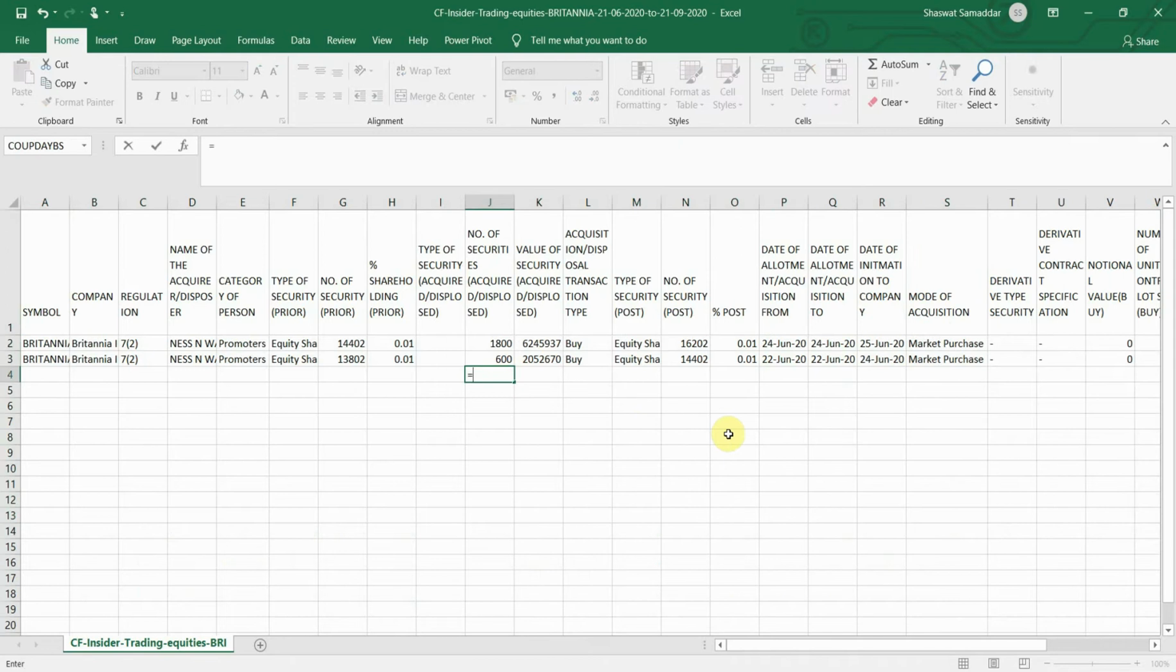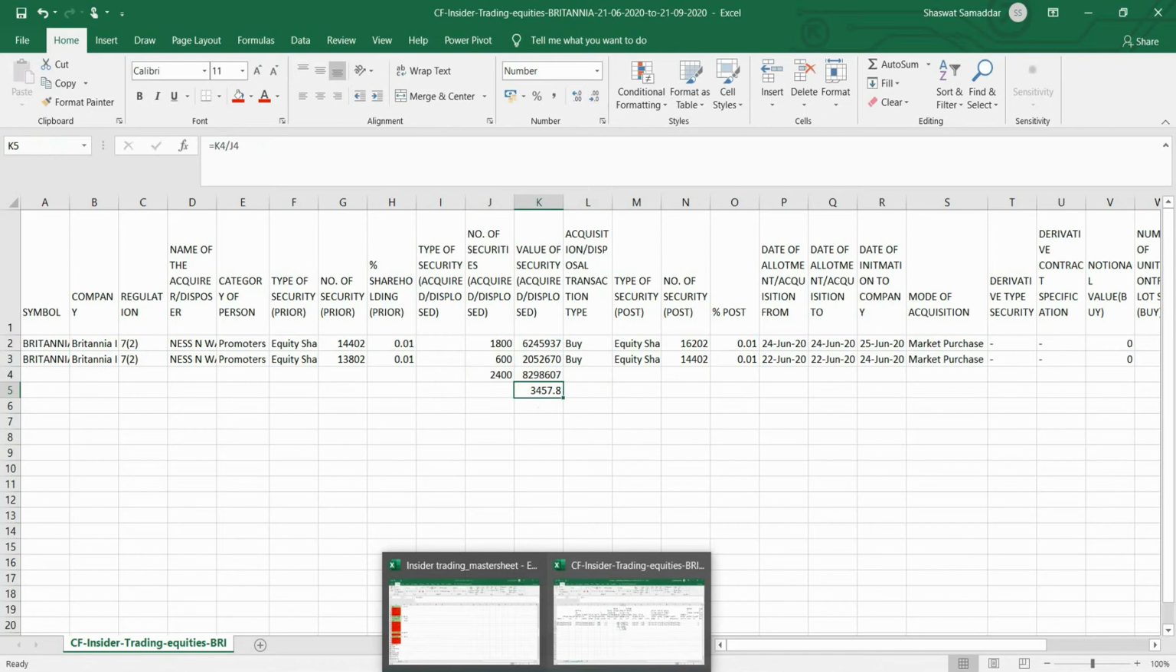So, okay, next step is to calculate the total number of securities and the total value of securities in order to arrive at the average price point at which the promoters may have made a position in this stock. So I'll divide the total value of securities by total number of securities. We arrive at a price of 3457.8 rupees approximately.